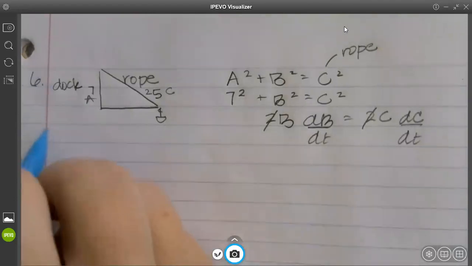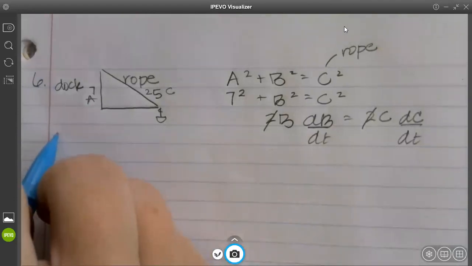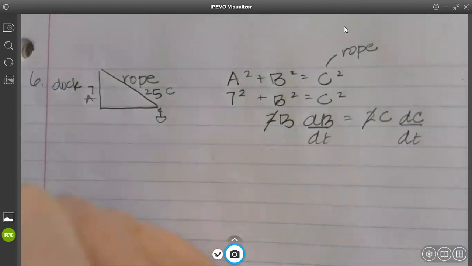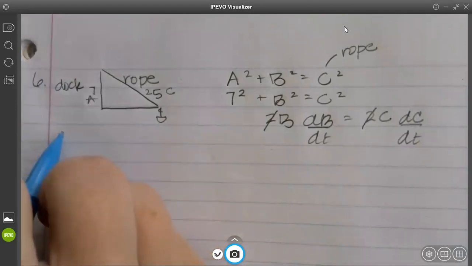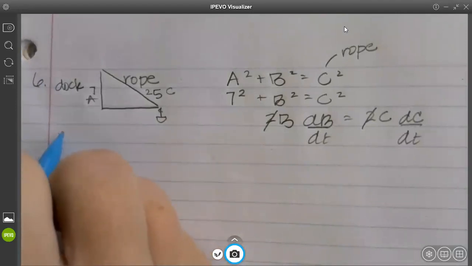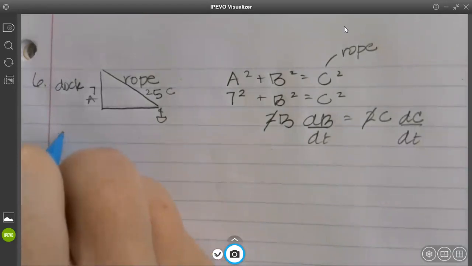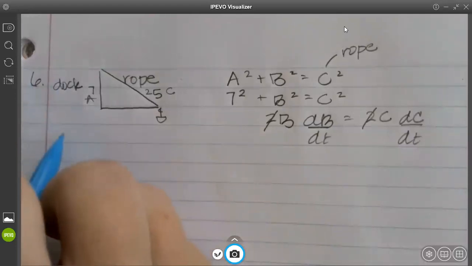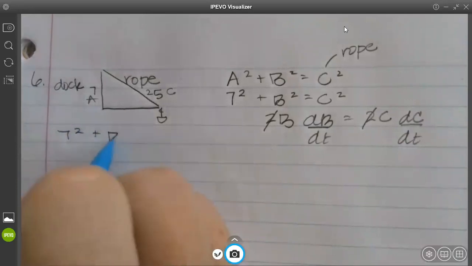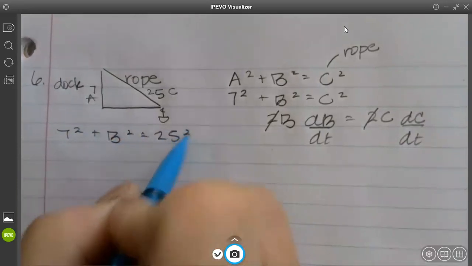How would you find it? Tell me what you'd do. How would you do it in your calculator so you can have the right thing down? Okay, just kidding. We'll use the formula. 7 squared plus b squared equals 25 squared.